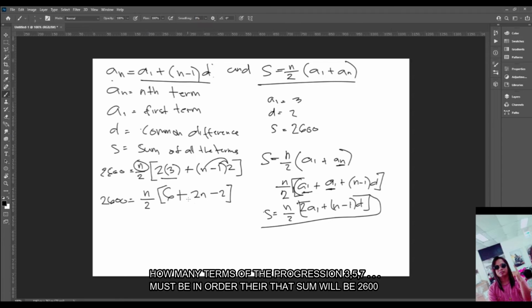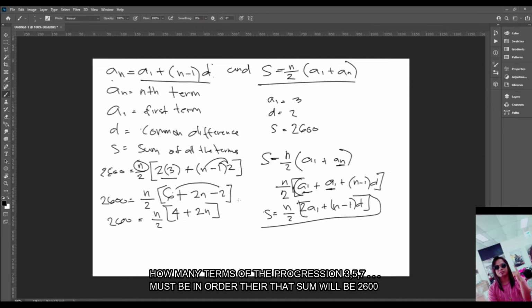Look at this, guys, we have 2 terms here, and 2n. If you look inside, these are like terms, so you can subtract that 2 from 6, giving 4 plus 2n. Then you have that n over 2 equals 2600.